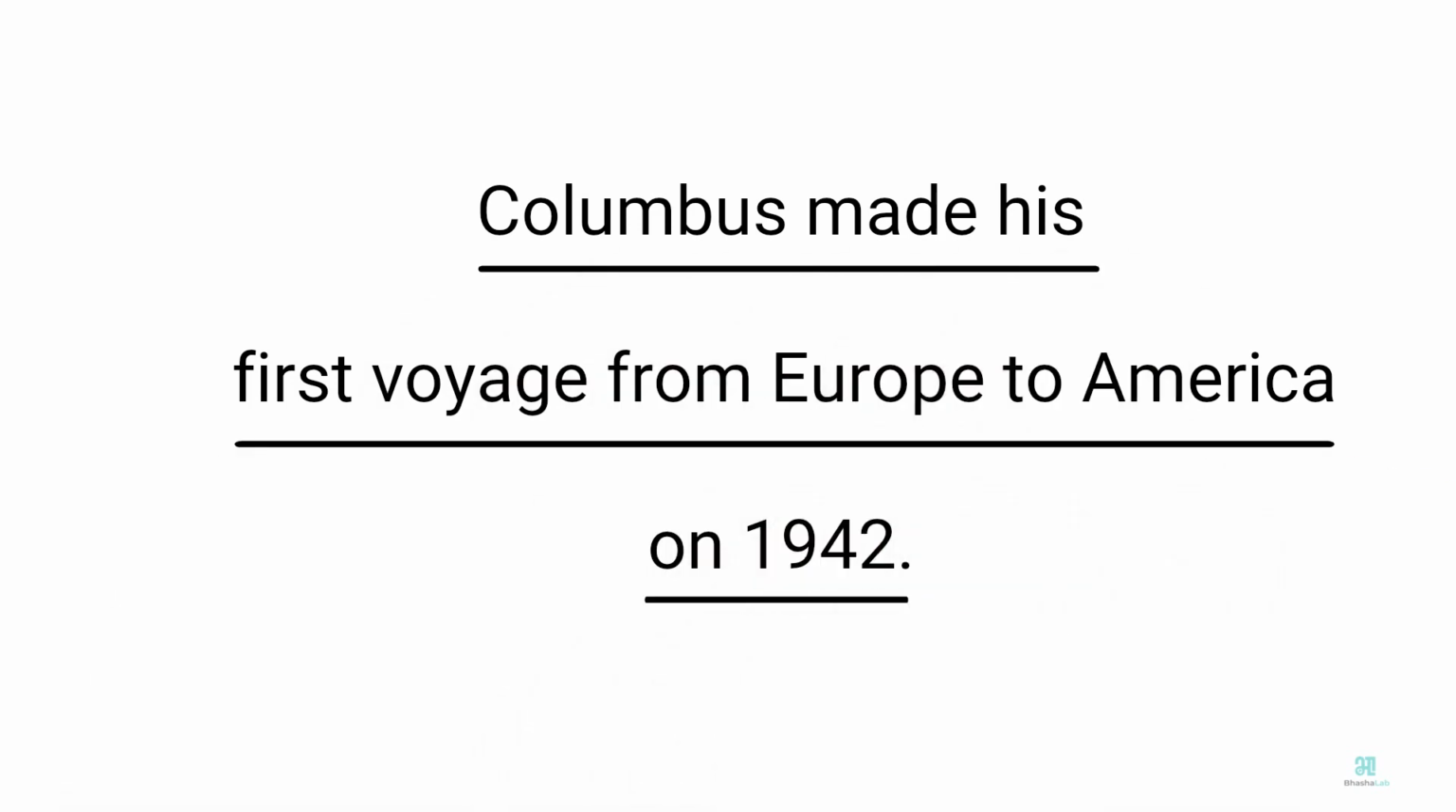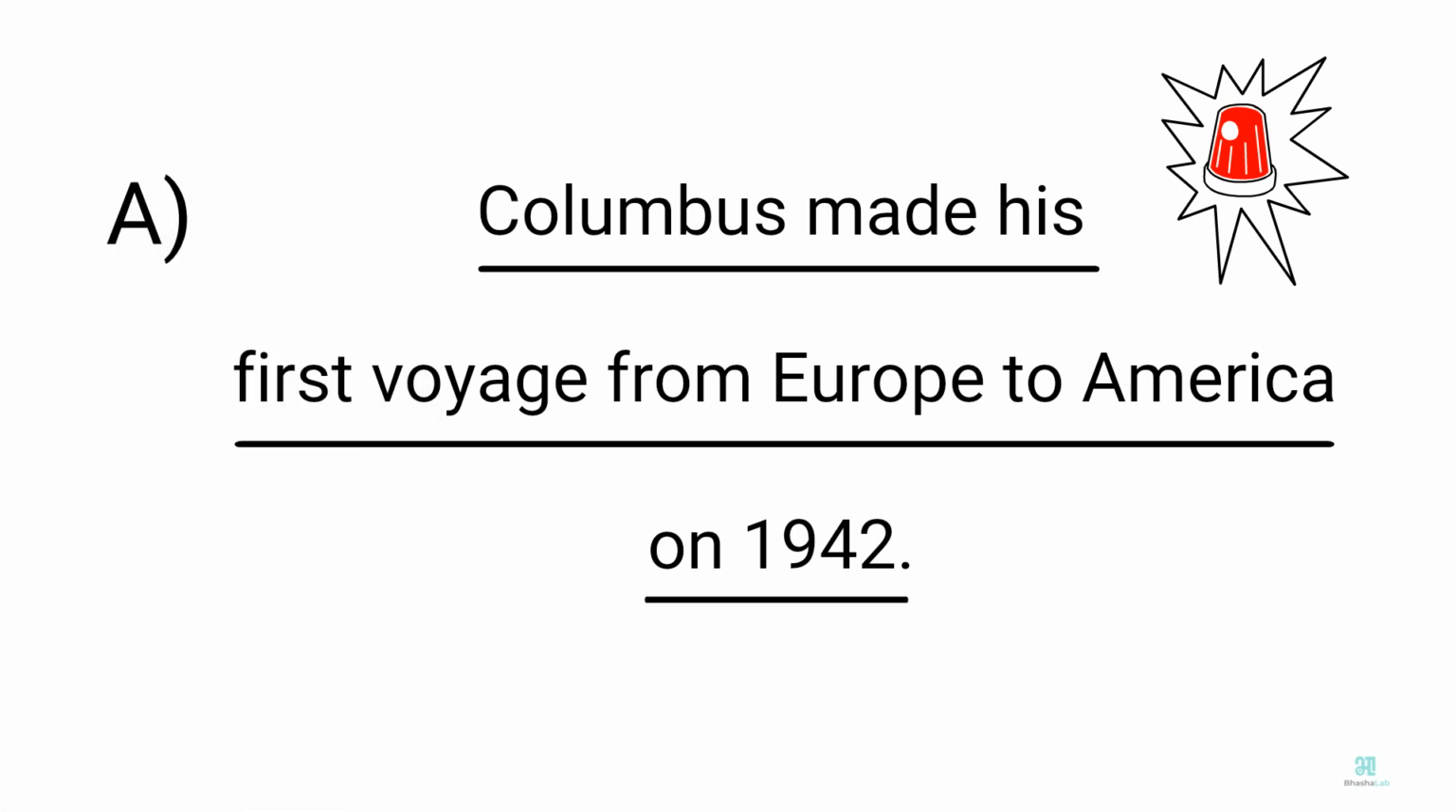Here's the question. 3 parts of a sentence are given: A, B, and C. We need to identify if there is an error in any of these parts. Let's take a look at the parts. Part A, Columbus made his. Part B, first voyage from Europe to America. Part C, on 1942. Part D, no error.